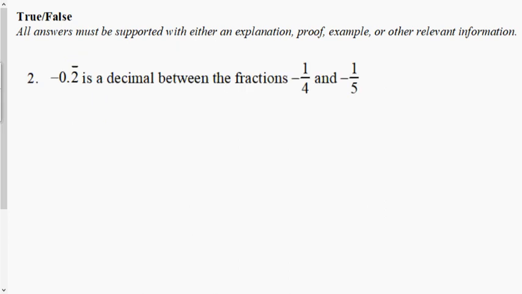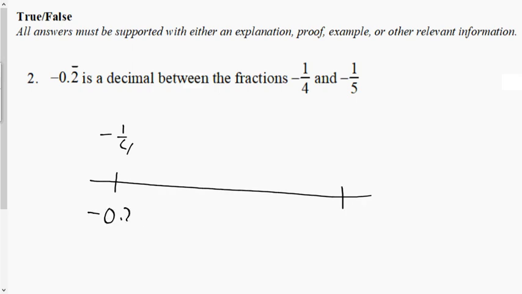Question 2, -0.2 repeating. It's a decimal between the fractions -1/4 and -1/5. So if I was to make a number line, -1/4 would also be -0.25. And -1/5 would be -0.2. Actually, I have these backwards, don't I? No, I don't. They're perfect. Because they're negative, as we go this way, you're going to get closer and closer to 0.